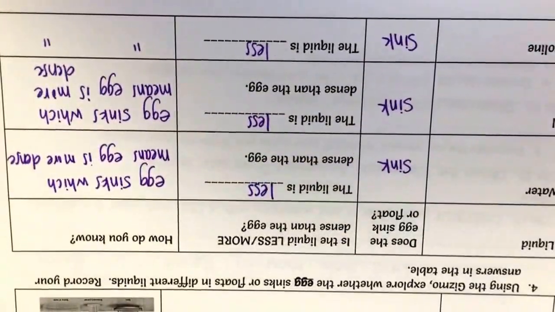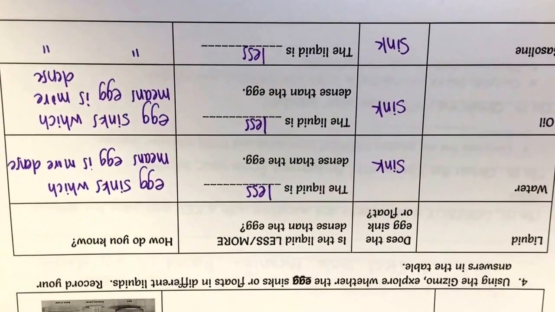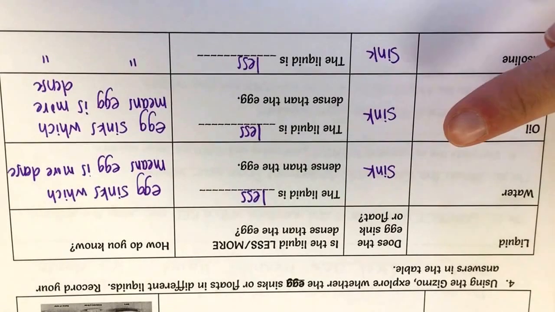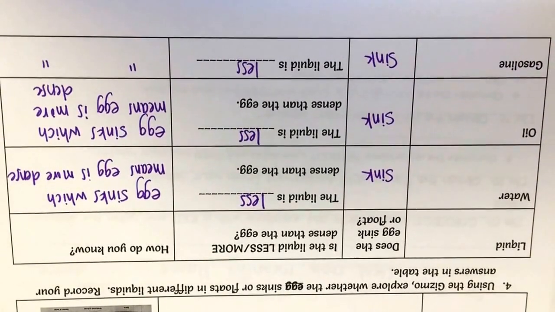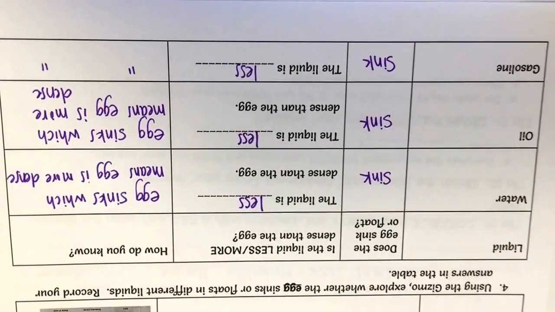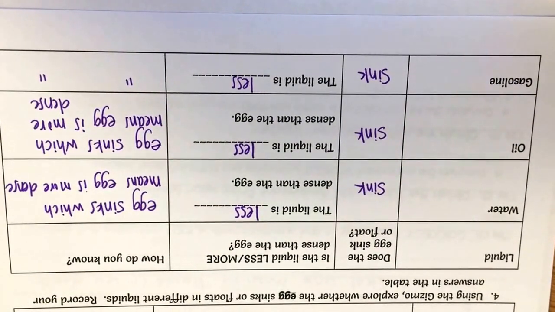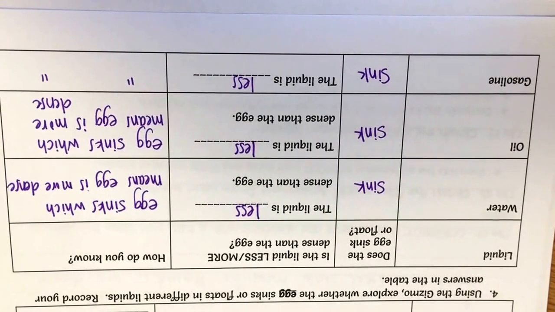Then I had you do the egg experiment, so I asked you to put the egg in different liquids. I asked you to put it in water, and it sinks. Therefore, the liquid is less dense than the egg. So the egg sinks, which means the egg is more dense. This is kind of tricky, so you really need to think about it.